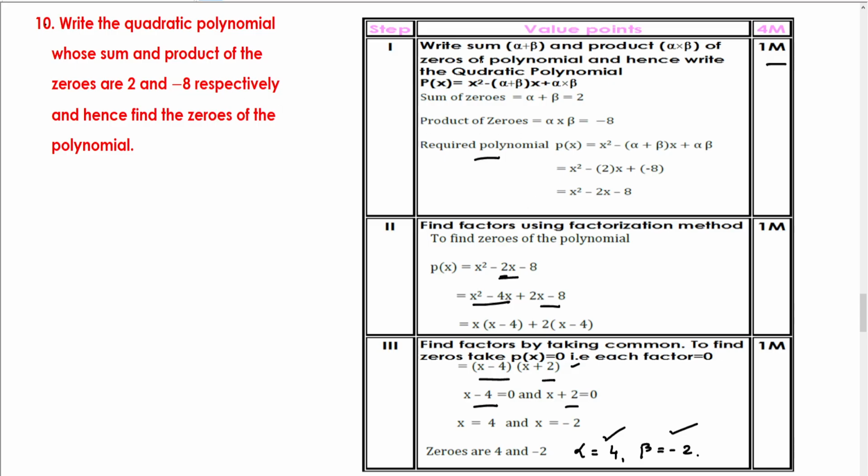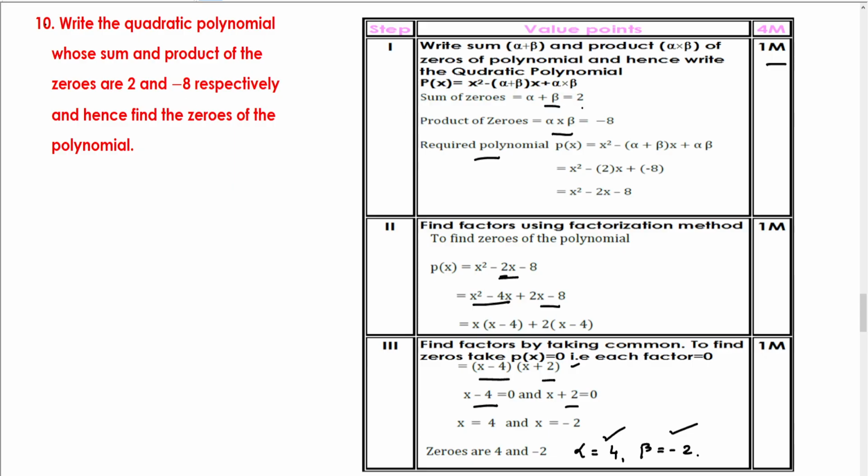And you know, alpha and beta are the roots of the quadratic polynomial. Write the sum alpha plus beta and the product alpha into beta of the zeros of the polynomial, and hence write the quadratic polynomial. You know that if alpha plus beta and alpha beta are given, the quadratic polynomial can be written as x square minus alpha plus beta into x plus alpha into beta. It is given that alpha plus beta is equal to 2.